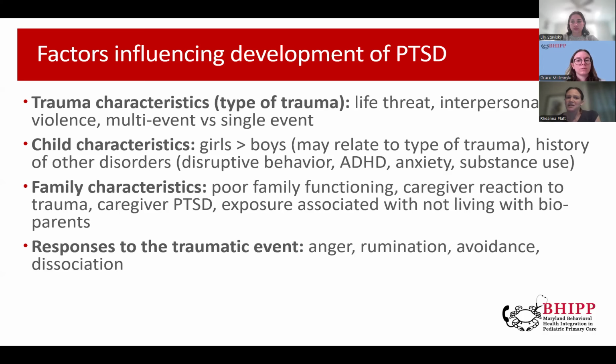In terms of family characteristics, I know in pediatrics there's a lot of discussion around toxic stress, and one of the biggest buffers for exposure to toxic stress is being in an environment where you have a sense of safety and attachment to your caregiver. So the opposite, right? If there are challenges with that, there also can be increased risk of sequelae like PTSD.